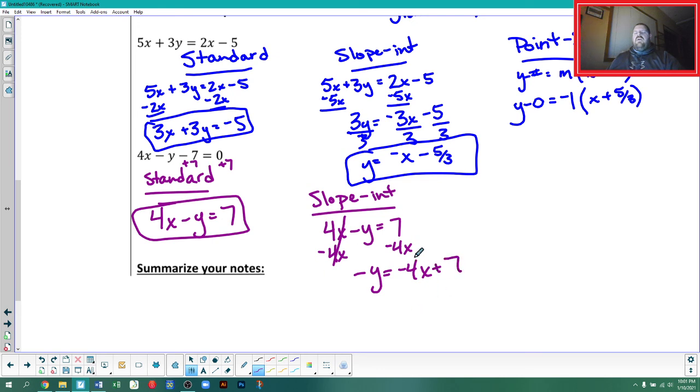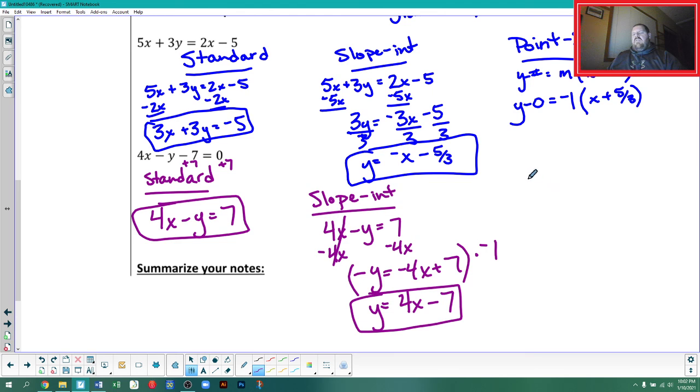And the only tricky part here is that I can't have it be -y. I need it to be y. Well, the way I deal with that is I just take the whole equation and multiply it by -1. It's just going to switch the sign on everything. -y turns into +y, -4x into +4x, and +7 into -7. And we're good to go.